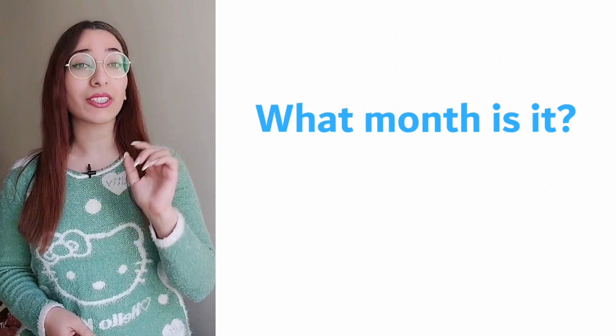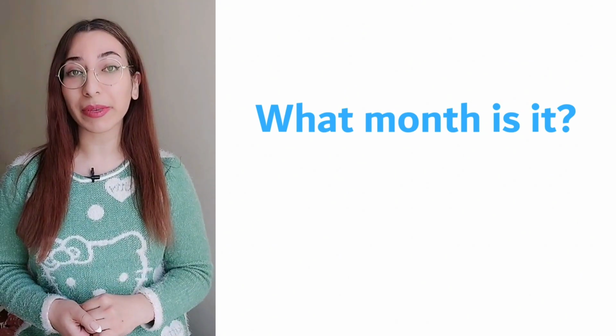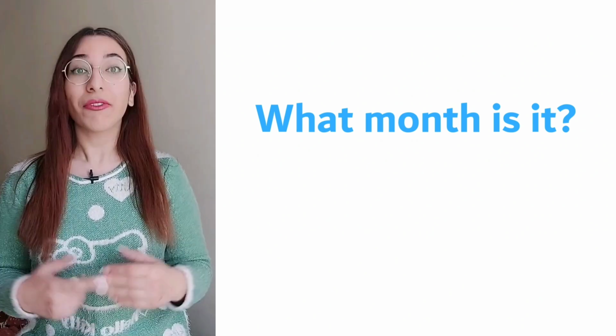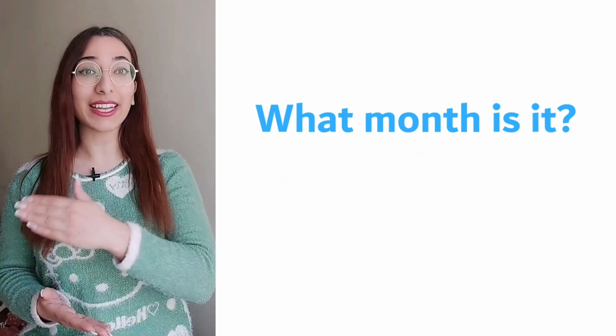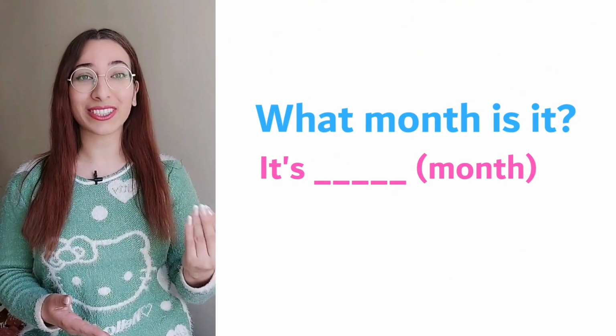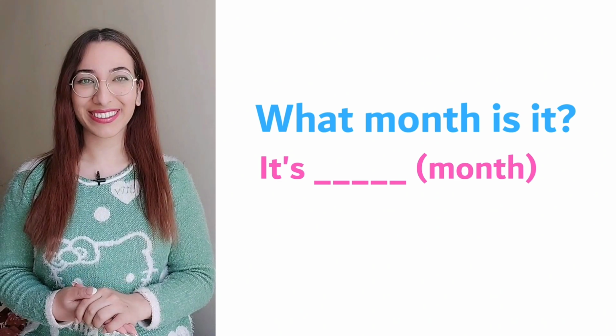Now, let's practice its question and answer. It's a simple question. What month is it? What month is it? Repeat after me. Perfect. For the answer, we can say it's January. It's March. It's February.